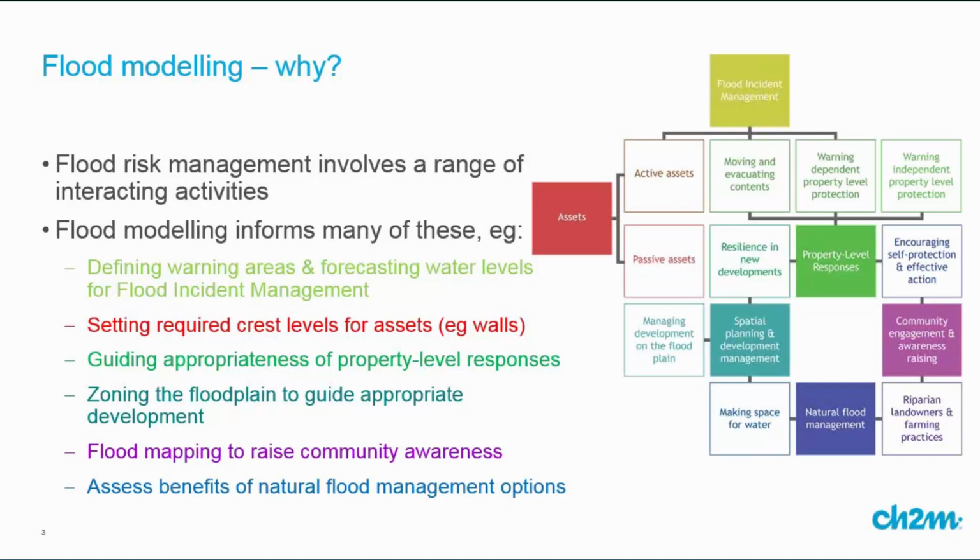Moving over to property level responses. Now again, flood modelling can be useful here in assigning which areas it's appropriate to put property level responses in, and also help defining the types of levels you may need to put these in at. Moving on to spatial planning and development management. Flood modelling and flood mapping is really important for zoning the floodplain to help guide appropriate development into the right areas of the floodplain. To raise awareness and improve community engagement, flood mapping is also very important, particularly on the community awareness raising to help people understand whether their properties or their routes to work or whatever it is are within areas at risk of flooding.